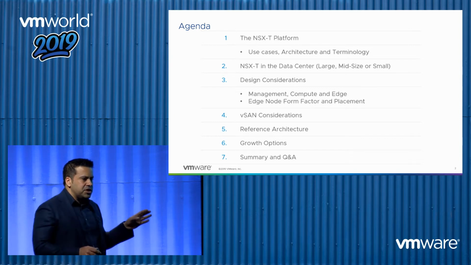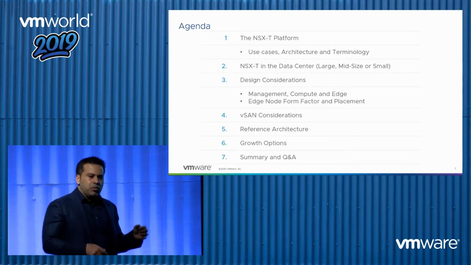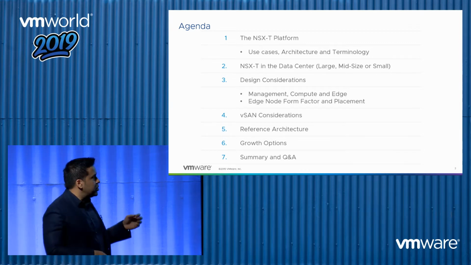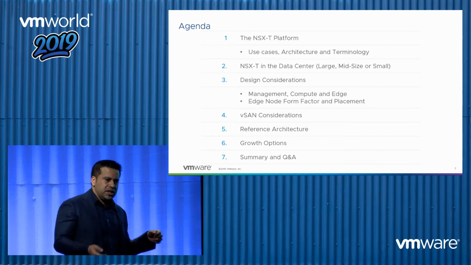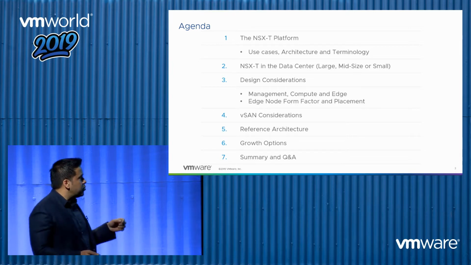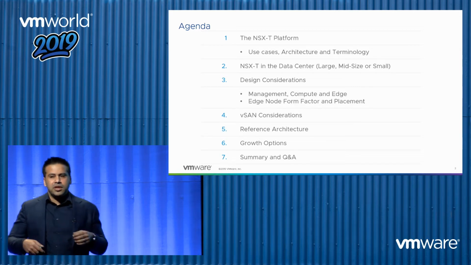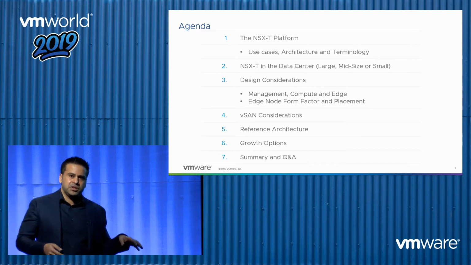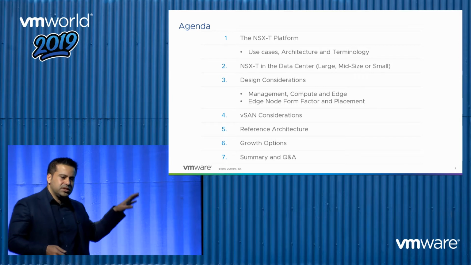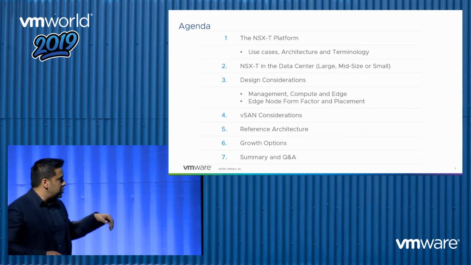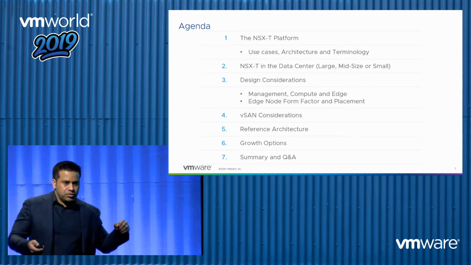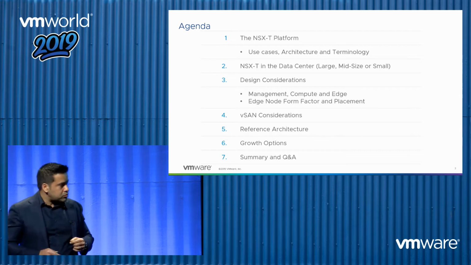Then the meat of the presentation is the design considerations. We'll talk about compute. How should you design compute, edge, management? How should you place edges? That's a question that keeps coming up. Then Dumlu is going to take over and talk about vSAN considerations, and reference architectures, like how other reference architectures are using the same designs, the same design principles under the hood. And then we'll talk about how you grow, and we'll take questions after that.